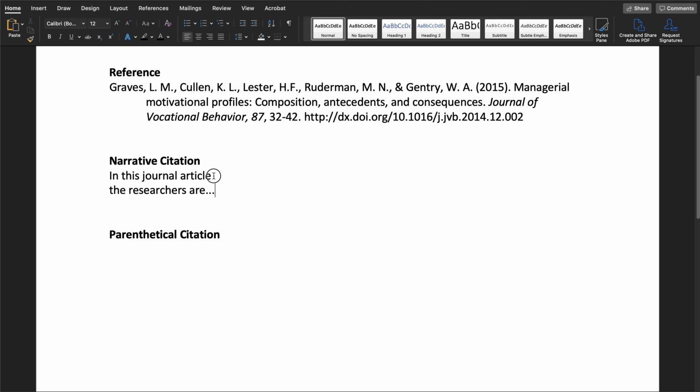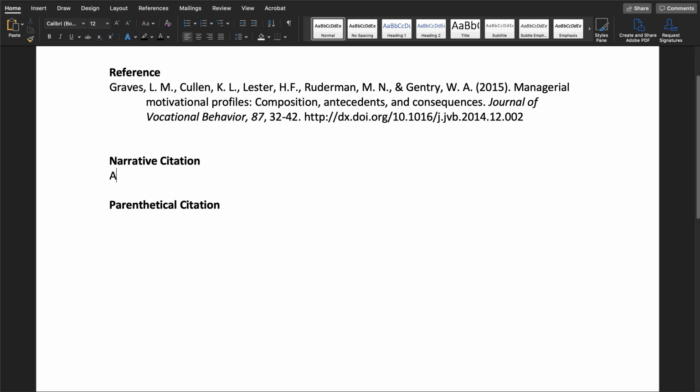This is actually incorrect, right? You're not supposed to do this. You're not supposed to write the journal article or the researcher said, right? You are supposed to cite, because at the end of the day, as your reader, I don't know which journal article you're referring to if you didn't reference or cite it, right?